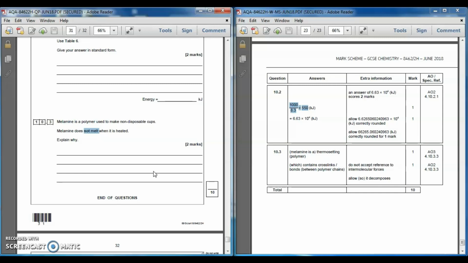They were the weak intermolecular forces. Now, this one, the cross links, are bonds. They are much stronger. That's why they are solid lines in the diagrams, and that's why it says do not accept a reference to intermolecular forces. The cross links are strong bonds.